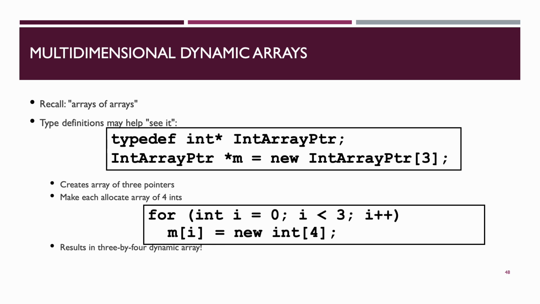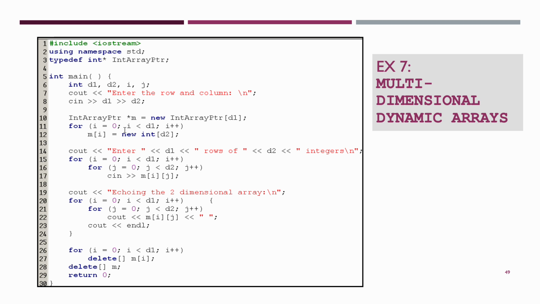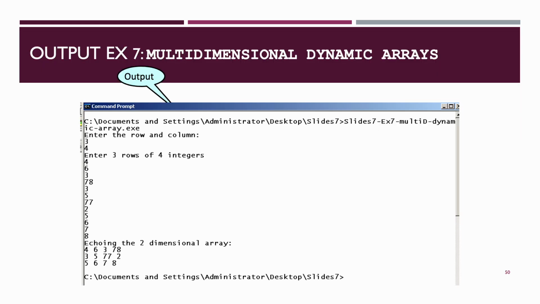So why do we need to use a multidimensional array? In applications like scientific computing or graphics, where data structures like matrices or grids are commonly used, we can use multidimensional arrays. So we'll see an example here. This is the example for a multidimensional array. You can go through the example. This is the code and this is the output.